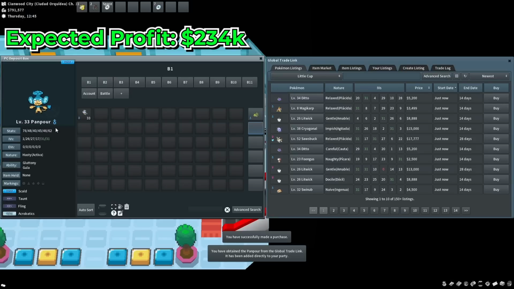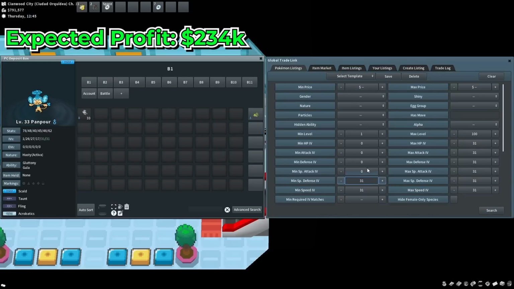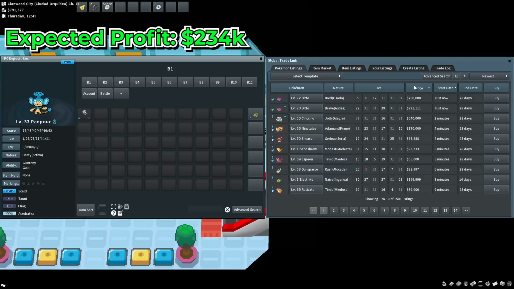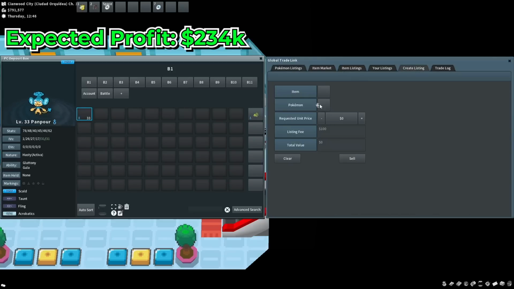Male breeder for the field egg group with 2 31 IVs, one of them being speed and one of its defenses. So we'll just undercut the ones there.